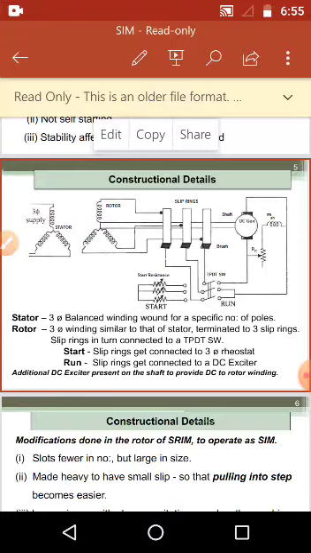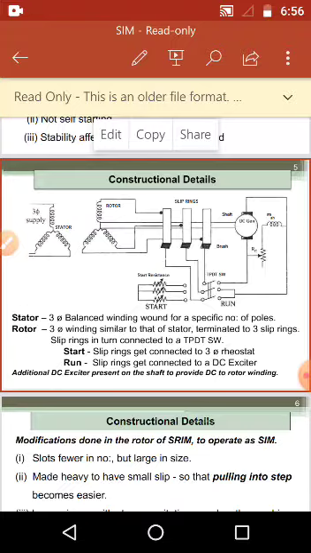You can see that in the run position we have connected a DC generator. So, what happens? The rotor field winding will be excited by a DC generator or a DC supply, and poles will be created in our rotor.